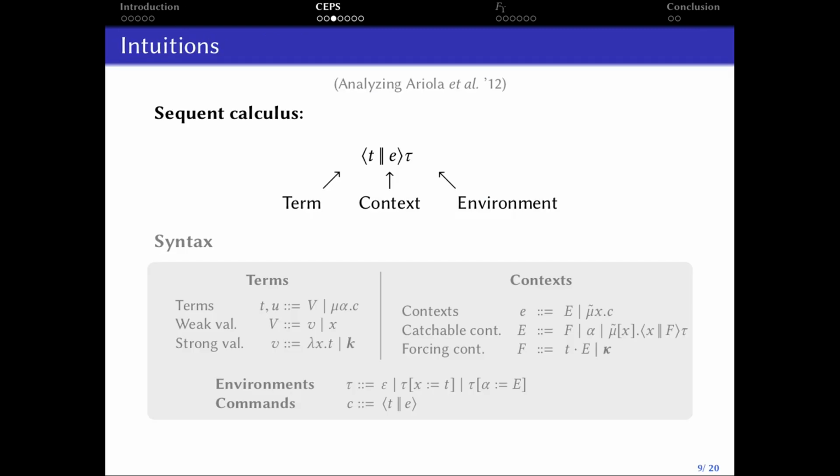What are the intuitions that we can get from previous works? Well, if we look at the sequent calculus defined in the paper of Ariola et al., we can see that the sequent calculus has three components. We have a term which is evaluated in front of a context, as is usual in sequent calculus, plus an external environment, as we had in the abstract machine with global environments in the beginning. So I'll let you pause the video if you want to look closer at the syntax, but in broad lines it has three categories for terms, contexts, and environments.